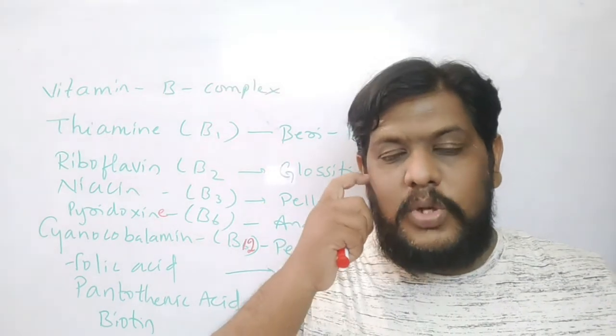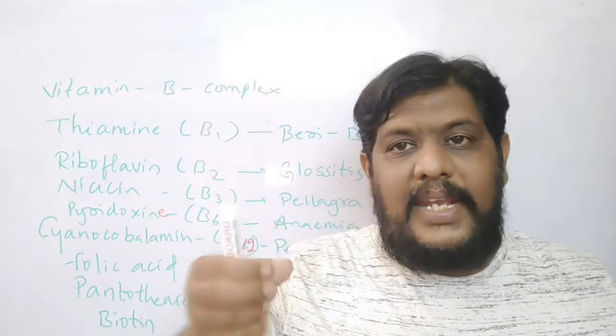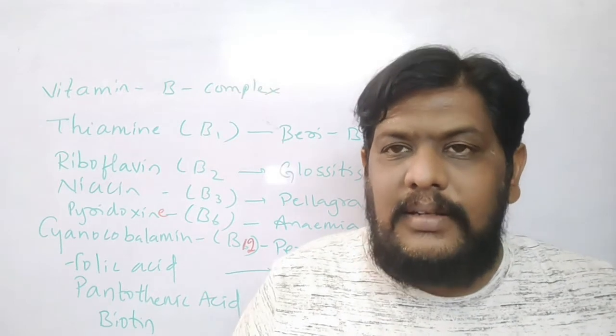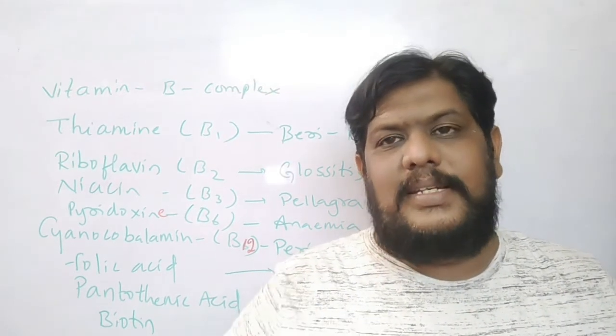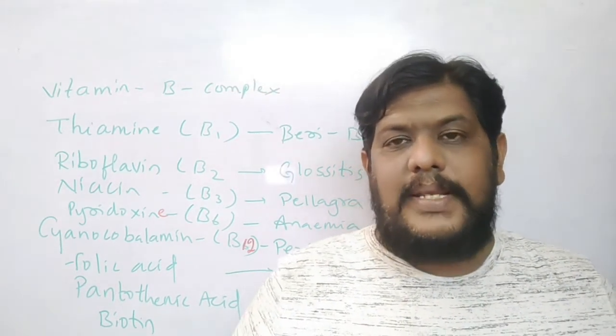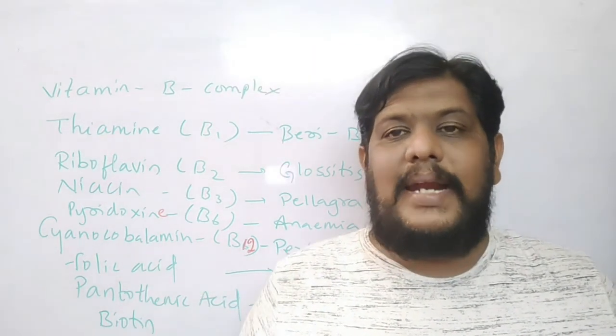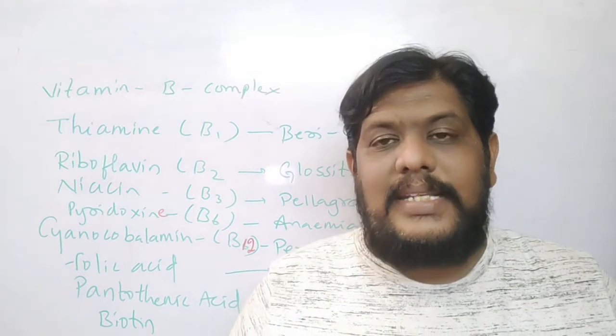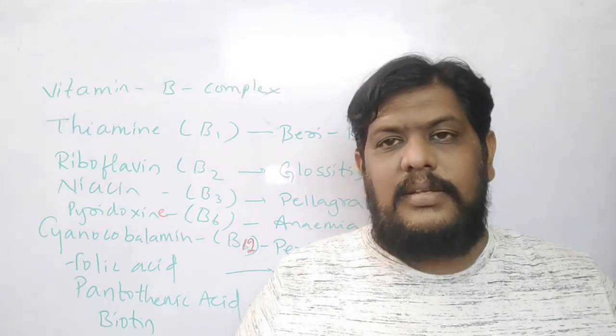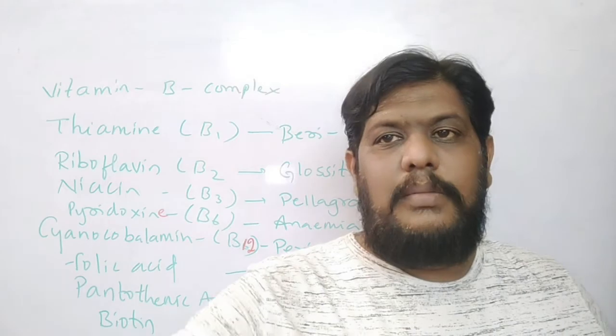The most important vitamin B complex is cyanocobalamin, because it is not present in the diet which you take. Then where is it present? It is not present anywhere in the food, but it is synthesized by the bacteria which are present in your intestines. Is it clear? So by this we come to the end of the B complex.